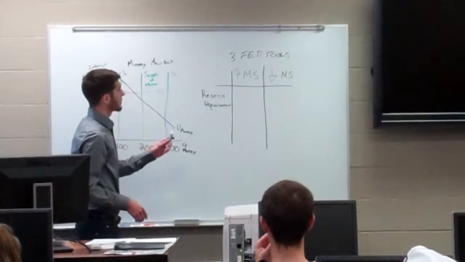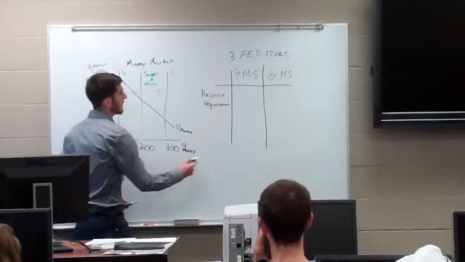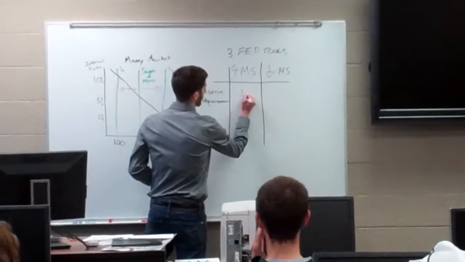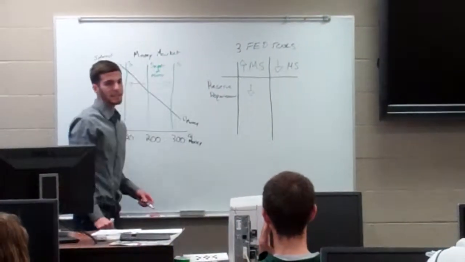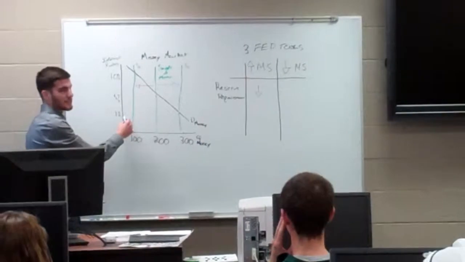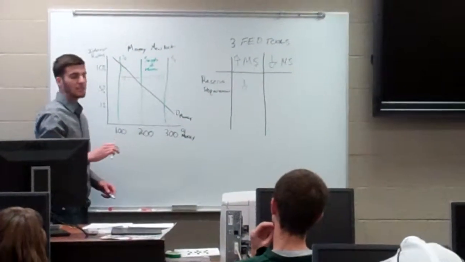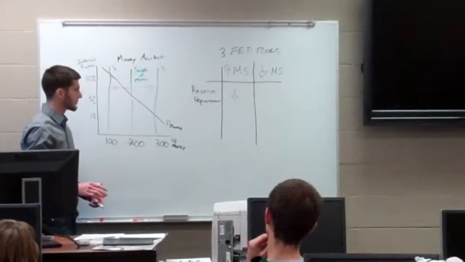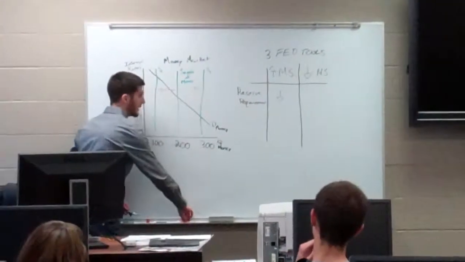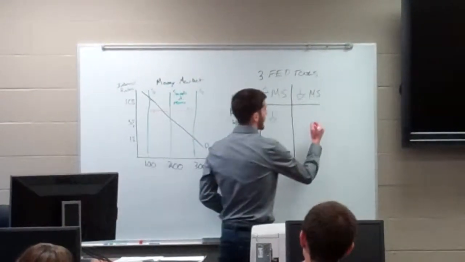So if you want to increase the money supply, you would want to have a low reserve requirement percentage. So if you have a low reserve requirement percentage, a smaller percentage of that $1,000 is being held in the reserves.